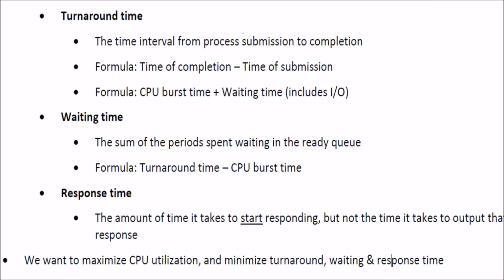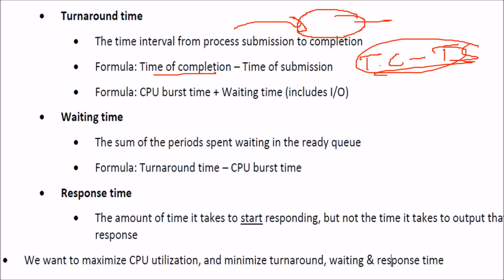That is, when you submit the process and the time it completes, the time in between is the turnaround time. That is the time of completion minus time of submission. This difference is nothing but the turnaround time. And what is the formula? The turnaround time is basically the time it has spent in the CPU and the time it has passed waiting in the ready queue, or say maybe some input output is going on. So CPU burst time plus waiting time is actually the turnaround time.